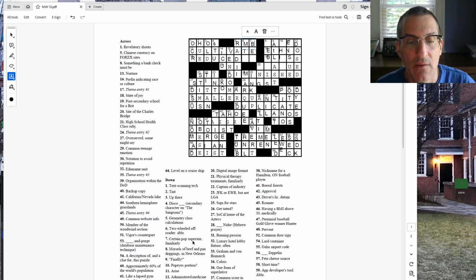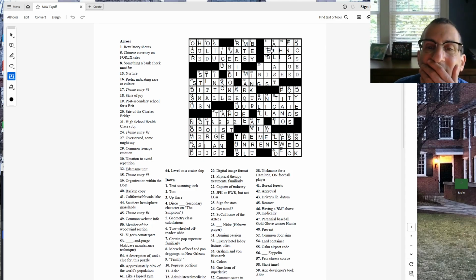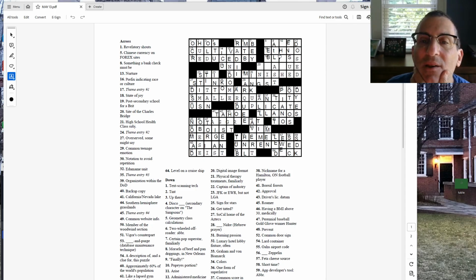And now seven down the pop superstars. Beyonce? I don't know who that would be. Two-wheeled off-roaderism, MTB, reduced by? So Bay, BEY, must be Beyonce, which I didn't know. And we're still short a couple letters here. Morsels of beef and pan drippings are, I thought that was called cracklins.